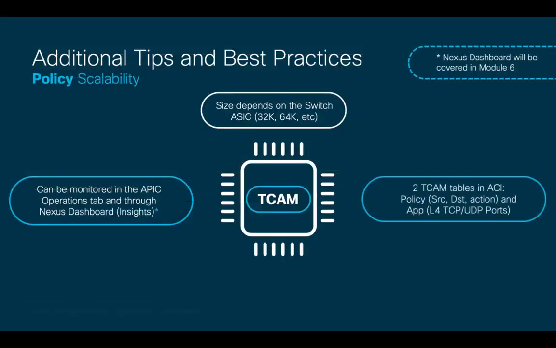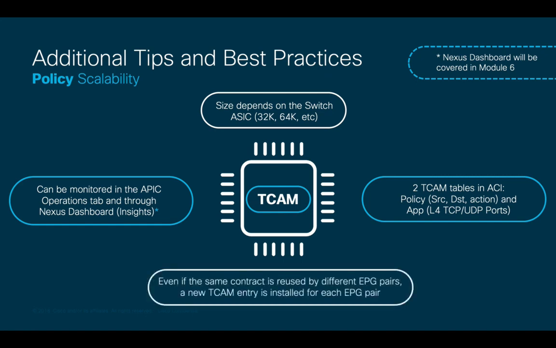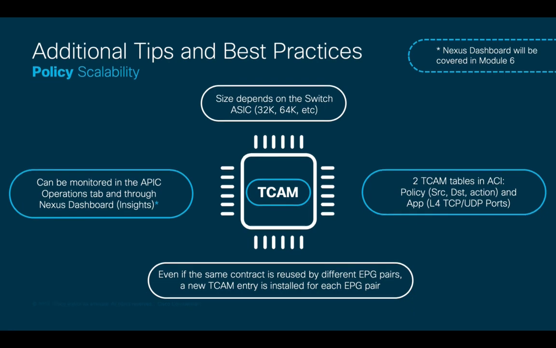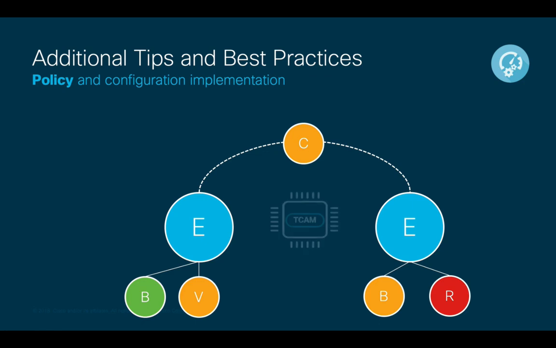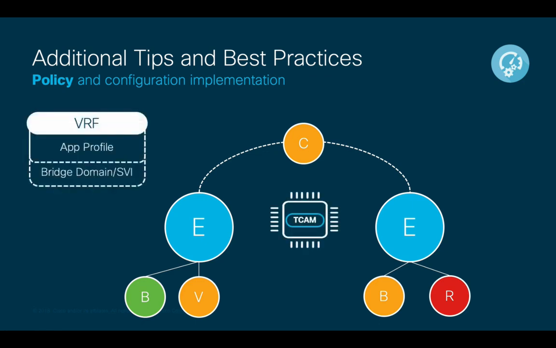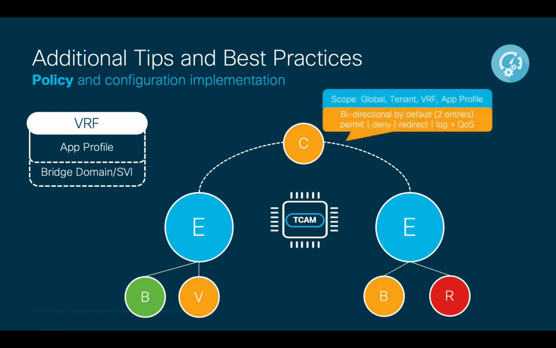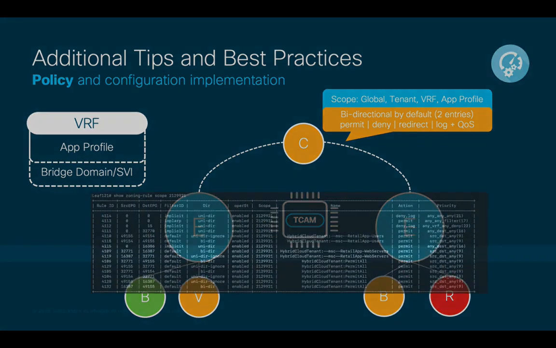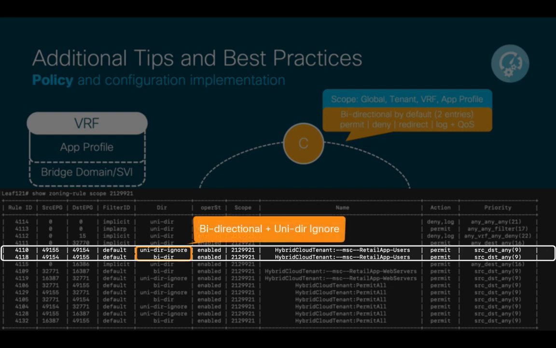ACI creates new TCAM entries for every EPG pair, even if the same contract is used. Therefore, understanding how to optimize contract and resources usage is important, especially for large networks. There are multiple elements we configure with ACI logical networking, such as VRFs, EPGs, contracts, bridge domains, and subnets, all of them consuming switch and TCAM resources. ACI contracts are bidirectional by default. Therefore, we do not need separate configurations for inbound and outbound traffic policies. ACI programs two TCAM entries when using bidirectional default contracts.